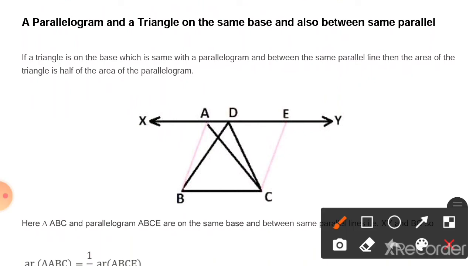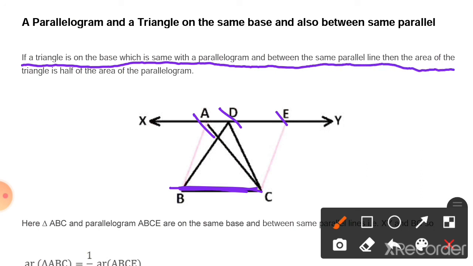And the last topic of this chapter, then after this the chapter will be completed. Correct? So now a parallelogram and a triangle on the same base and also between the same parallels. So first we check whether these two figures have the same base and the same parallel or not. So BC is the same base. Vertices A, D, E are on the same line called XY. So we can say that this parallelogram and triangle are on the same base and between the same parallels. So what is the relation between them? If a triangle is on the same base as a parallelogram and between the same parallel lines, then the area of the triangle is half of the area of the parallelogram.